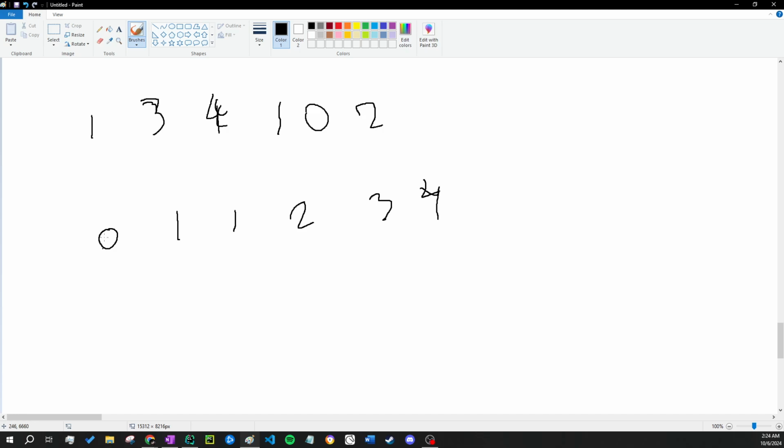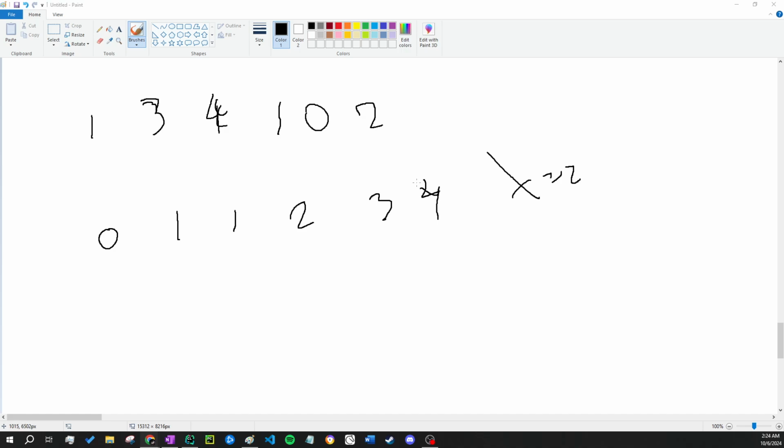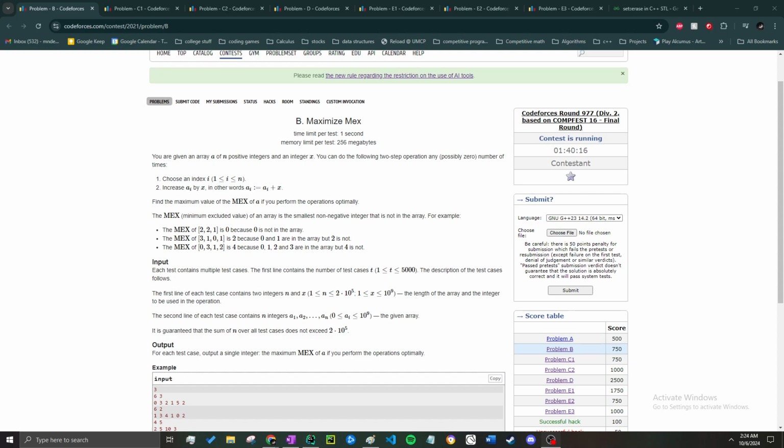Okay, so now we know that the max here, x, is gonna be 2 by the way. So here we have 0, we have 1, we have 2, we have 3, we have 4, and do we have 5 though? No, we do not. So wait, can we get 5? That's a real question. Well, the question implies that we can do this any possible number of times.